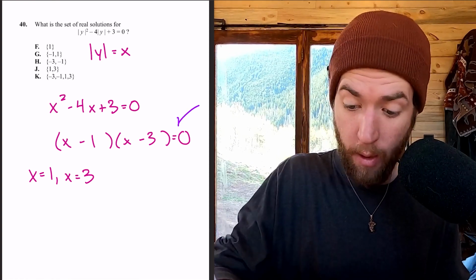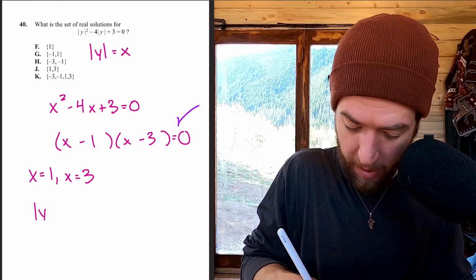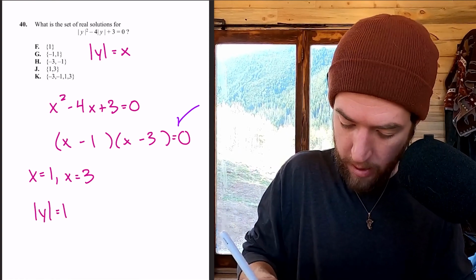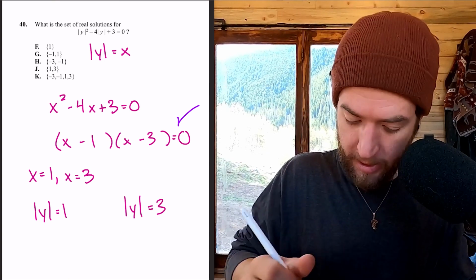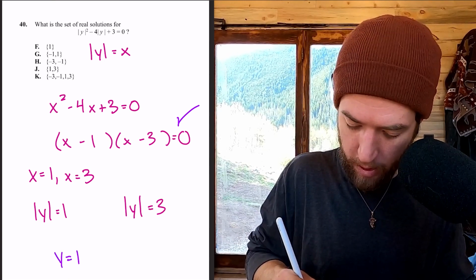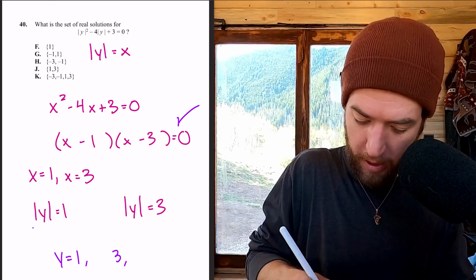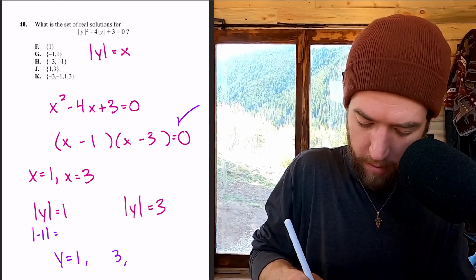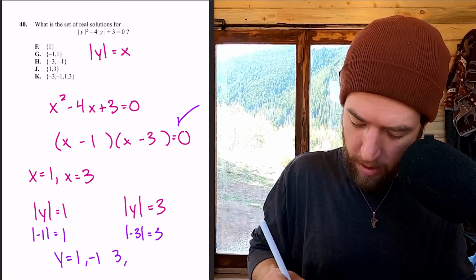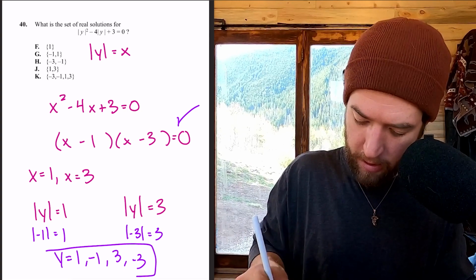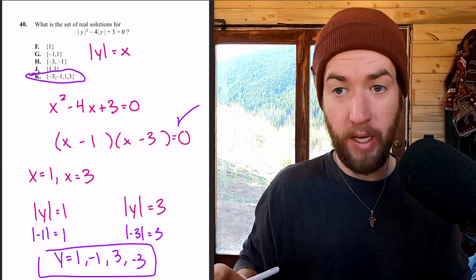which makes this equation true. However, x is not what we're looking for. We're looking for the absolute value of y equals 1 and the absolute value of y equals 3. And the nice thing about that is not only is 1 and 3 potential answers, but you could actually plug in the absolute value of negative 1 and get a 1, or the absolute value of negative 3 and get a 3. So those are also potential answers, and it looks like the set is this one right here. Answer K. On to the next.